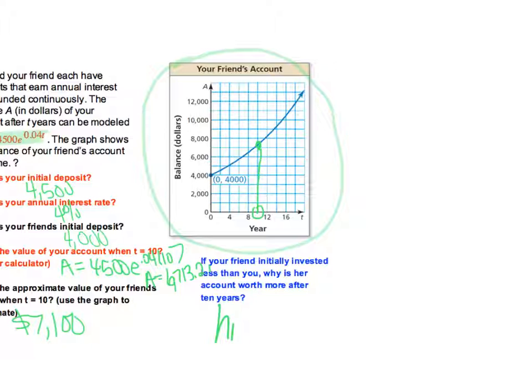So again, if your friend initially invested less than you, why is her account worth more after 10 years? Because she had a higher interest rate.